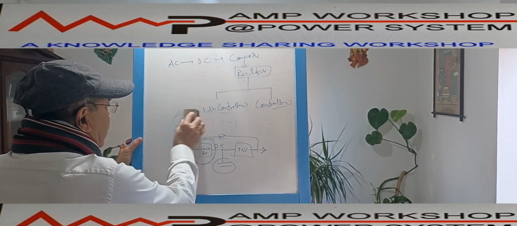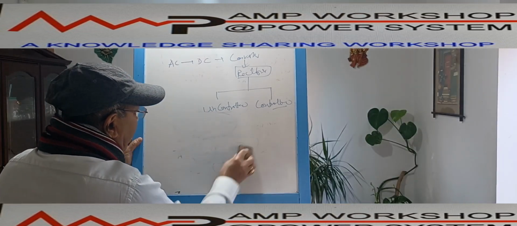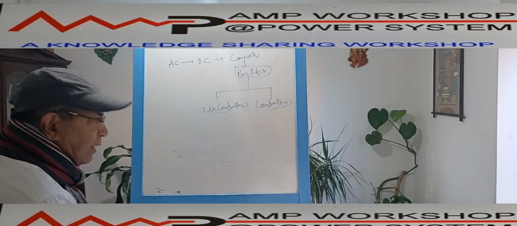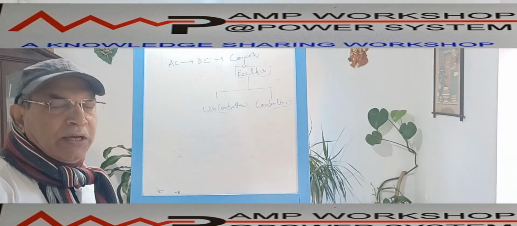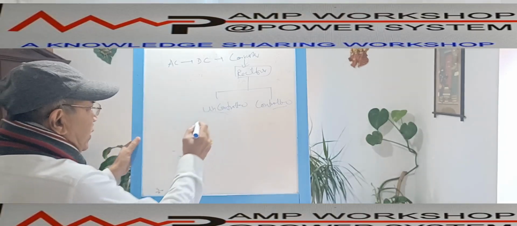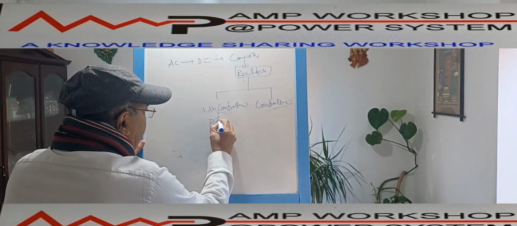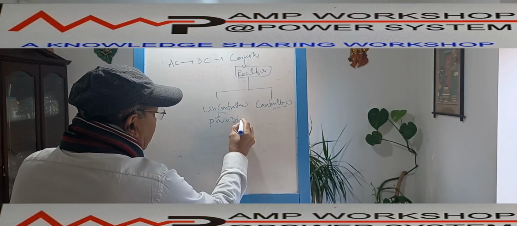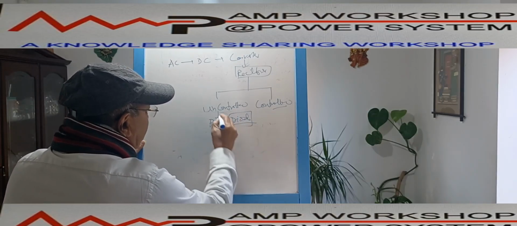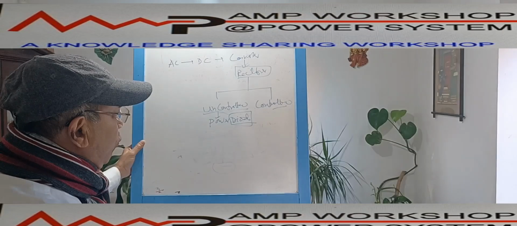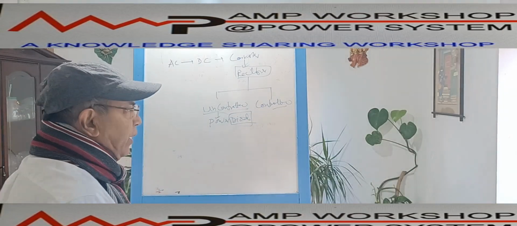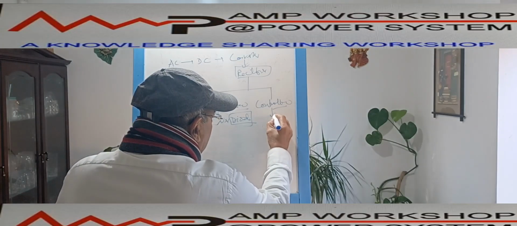So when we look into how controlled and uncontrolled rectifiers are classified: in the case of the uncontrolled rectifier, the basic component we use is the power diode. This is the basic component for the uncontrolled rectifier. But when we use the controlled rectifier, we use the silicon controlled rectifier.